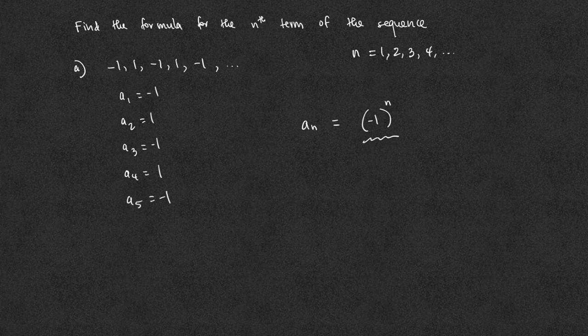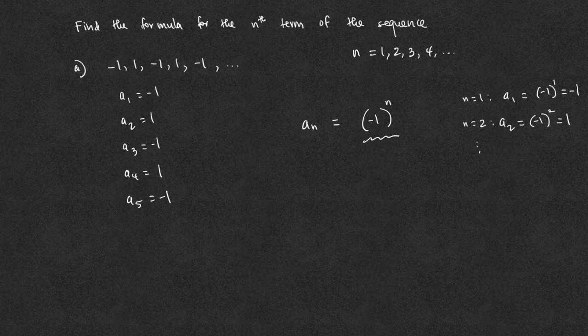Observe that when n equals 1, we have a sub 1 is -1 to the 1 power, which is -1. When n equals 2, we have a sub 2 is -1 squared, which is +1, and so on. So the formula for the nth term in this case is a sub n equals (-1) to the n.